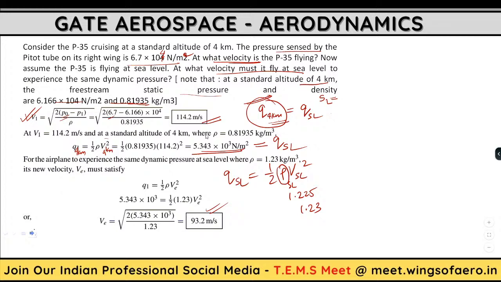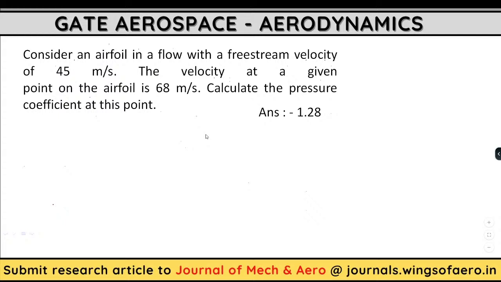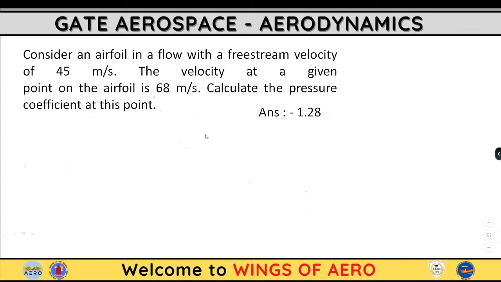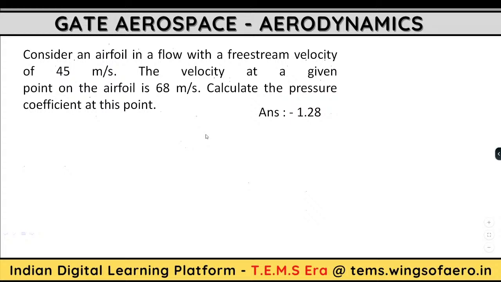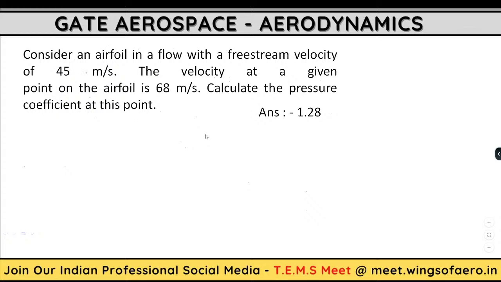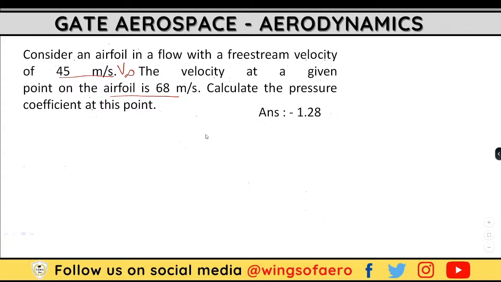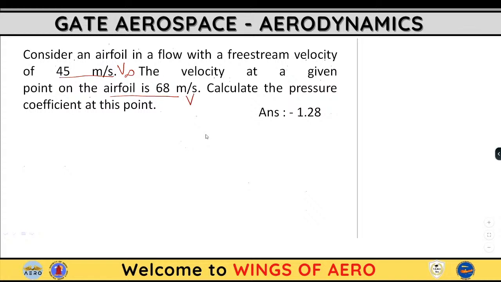Now, similar to that, we have one more problem. Consider an airfoil in a flow with a stream velocity of 45 meters per second. The velocity at a given point on an airfoil is 38 meters per second. Calculate the pressure coefficient at the point. They have given the velocity. Consider the stream velocity, the free stream. That means V infinity is 45 and the given point is V.